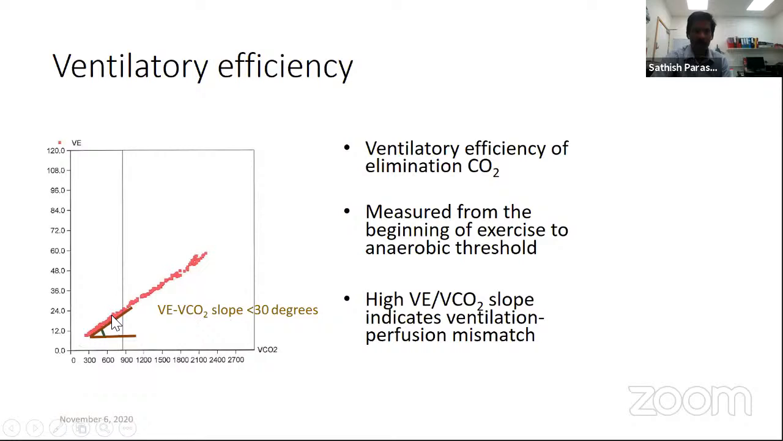So this slope normally is less than 30. If it is steeper, like more than 30, 34, 40, that indicates an inefficient ventilatory system. Either the patient has interstitial lung disease, COPD, pulmonary embolism, pulmonary hypertension, or in fact, it can also be congestive cardiac failure, where the pulmonary circulation is impaired because of the heart itself. So a higher VE/VCO2 slope indicates essentially a ventilation perfusion mismatch. This is one of the important things in our heart failure.